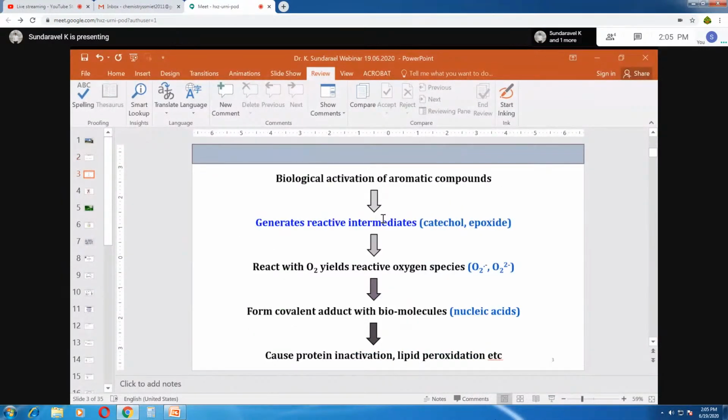Once the pollutants are accumulated in nature, they can easily be biologically activated. Since aromatic molecules are harmful, they can easily be activated and generate reactive intermediates such as catechol and epoxides. These epoxides easily undergo ring-opening reactions in the presence of reactive species, and catechols are redox-active organic molecules that can easily undergo 2-electron oxidation, resulting in the formation of quinones. At this vulnerability, what would happen?